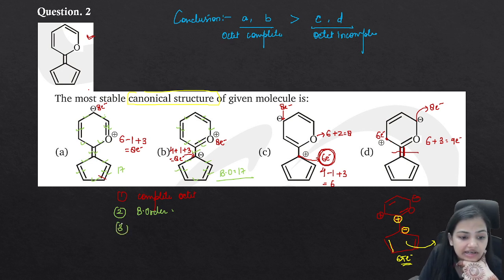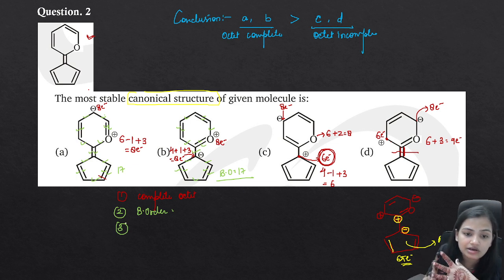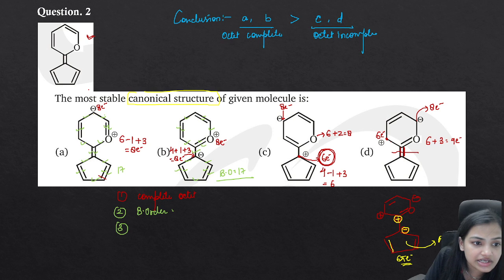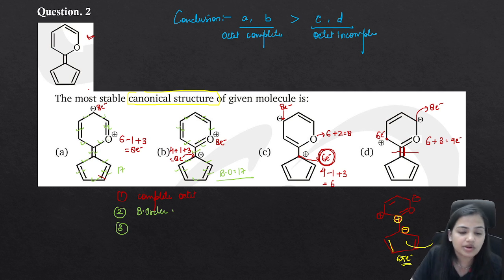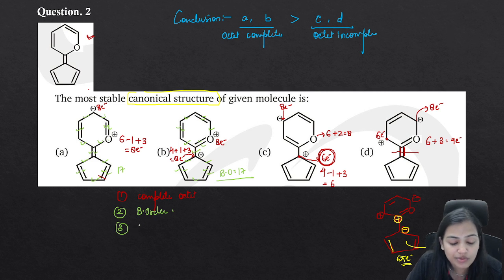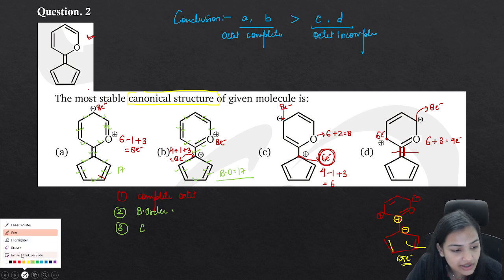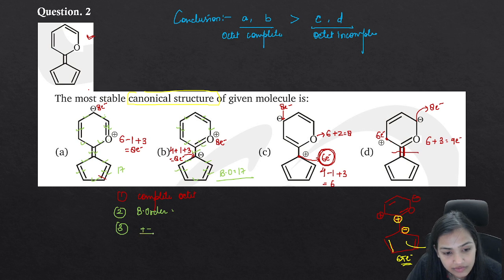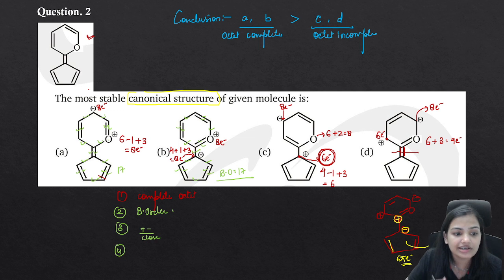The third point says that if you have charges, then the opposite charges must be closer and the like charges must be away. So if you see the charges, you will find that here this is x, y, z, 3 atoms away, and this is also 3 atoms away. So no conclusion from point number 3, that is the charges, opposite closer and like away. They are all closer. So now we will move ahead with point number 4.